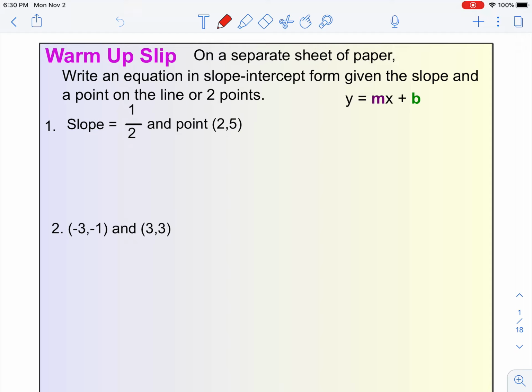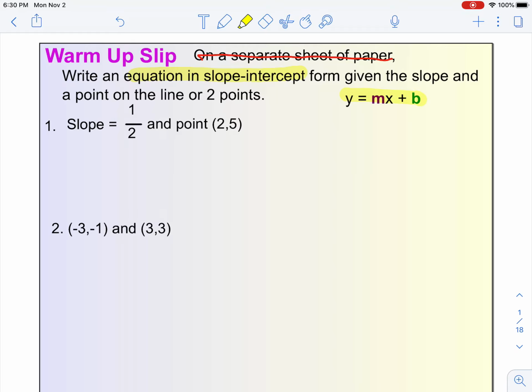Chapter 5, Day 6, we are going to work on intercepts, using intercepts to graph linear functions. First, let's start with a warm-up. What I would like you to do, you don't have to necessarily do this on a separate sheet of paper, is write the equation in slope-intercept form given the slope and a point or 2 points. This is what you worked on yesterday.